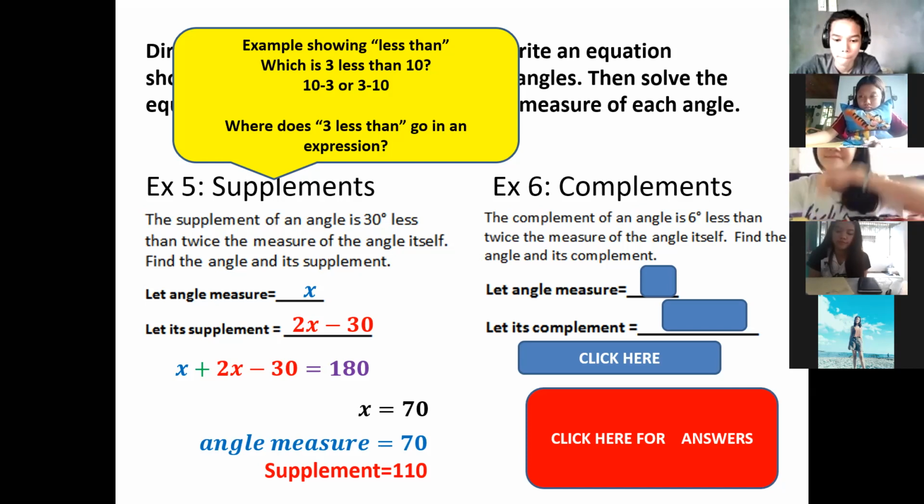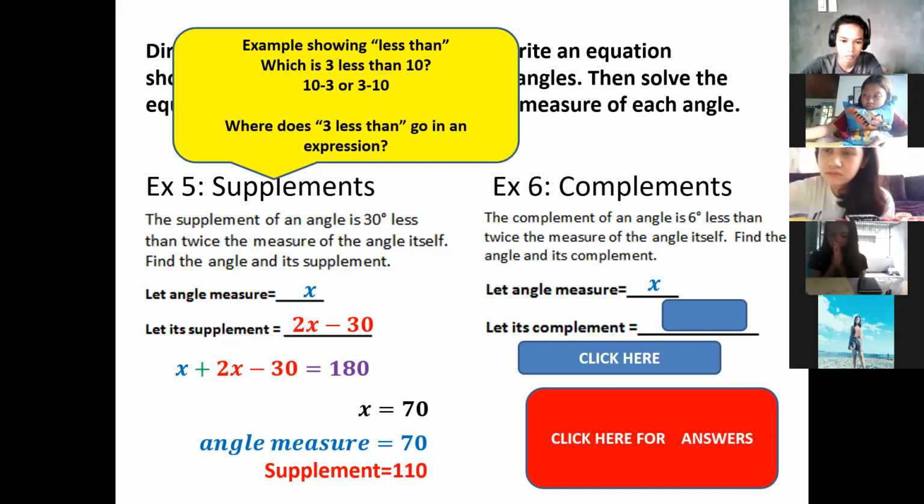So why not expose the answer of number 6? Majority answer, I mean, all of you, I think, answered 32 and 58. I hope Bard also has the same answer. So the complement of an angle is 6 less than twice the measure of the angle itself. So let the angle be x. And then the complement is 6 less than twice, so that is 2x minus 6.